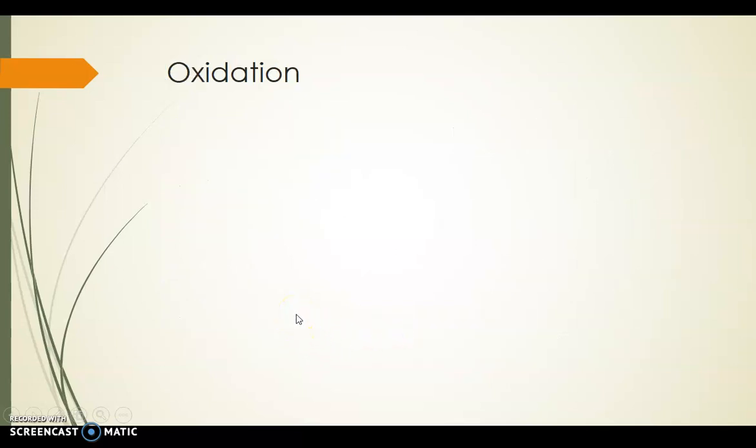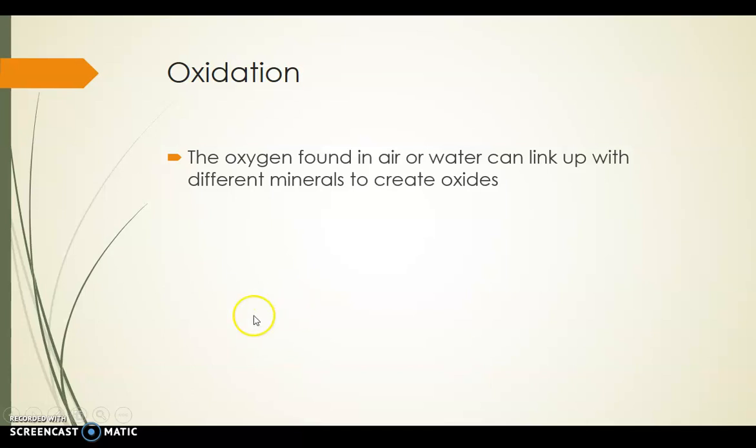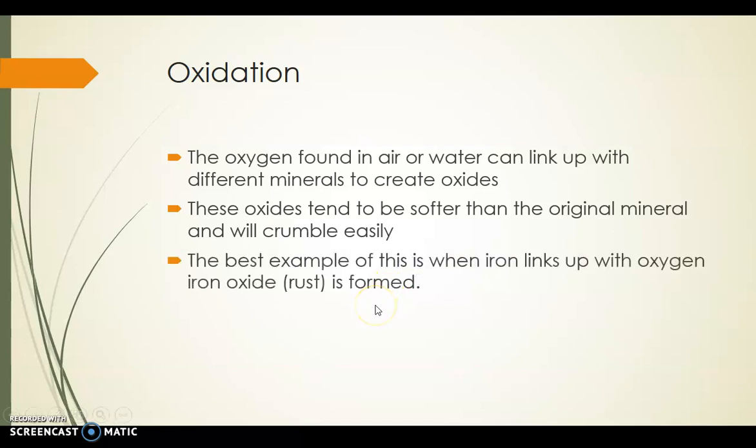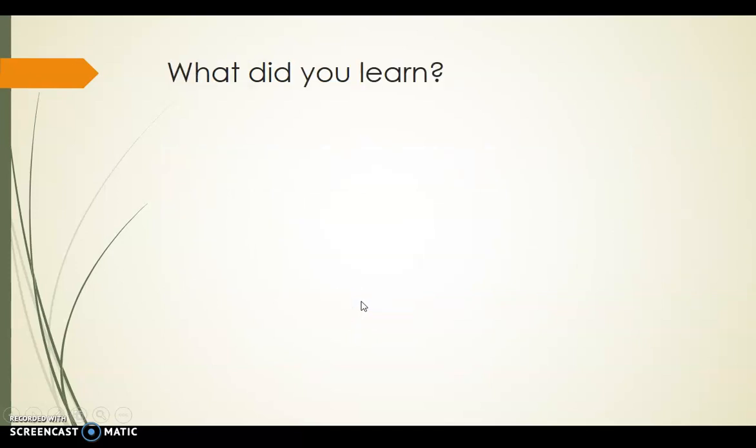And finally, we have oxidation. Oxidation is what happens when oxygen links up with different minerals, and what that creates are oxides. Now, the oxides tend to be softer than the original mineral, and it will crumble easily. The best example of this is when iron links up with oxygen, so iron oxide or rust is formed, and as you know, rust or iron oxide crumbles away. Well, it doesn't dissolve, but you know what I mean. It breaks apart.